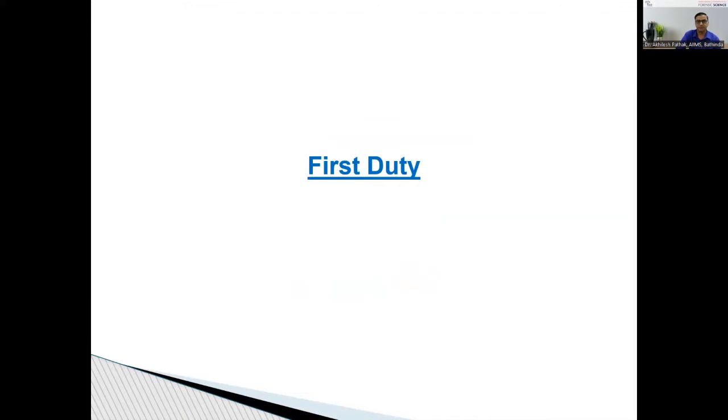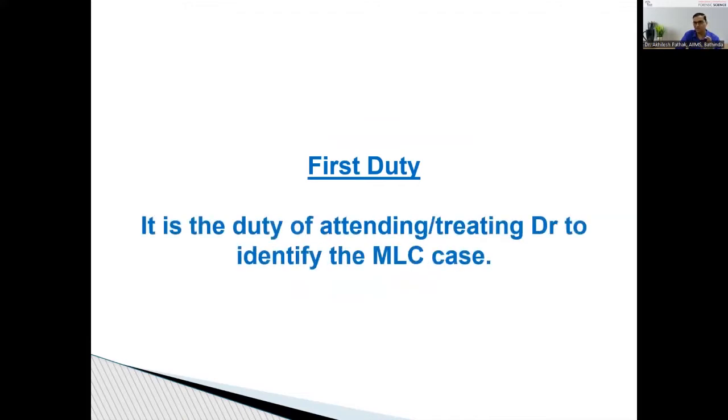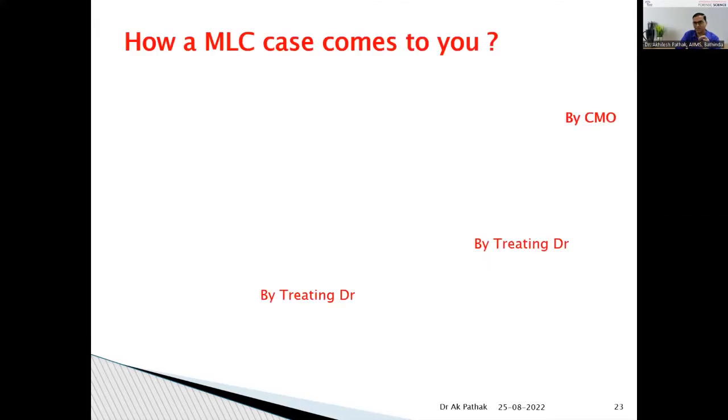So first duty, whenever you get any MLC case, it is the first duty of the attending doctor to identify that this is an MLC. And the second duty is to register that case as MLC. Now, suppose you are a doctor doing your job in casualty or somewhere in IPD, then in what way will an MLC case reach you?